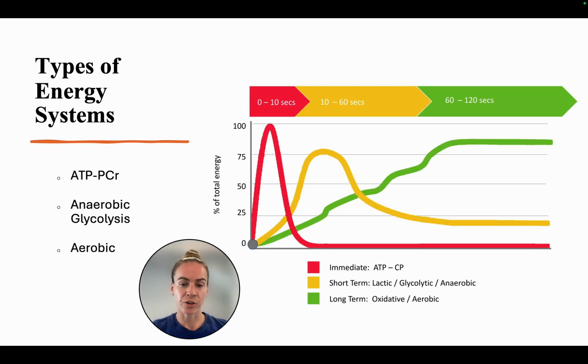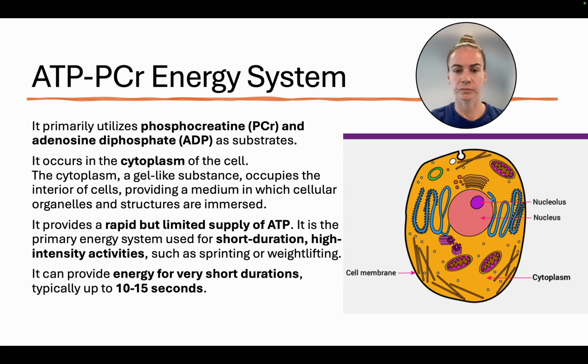The three main energy systems really come down to the duration that the body needs the energy. So ATP-PCr works typically within 0 to 10 seconds of work. Anaerobic glycolysis works within 10 to 60 seconds of work. And aerobic will work 60 to 120 seconds. We'll go over this in more detail.